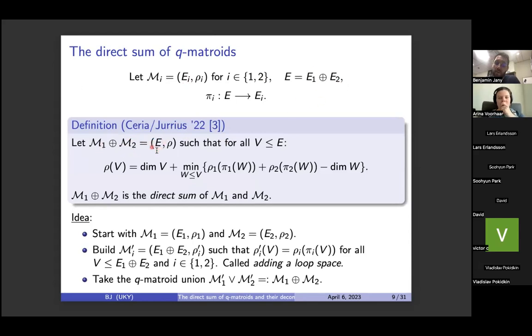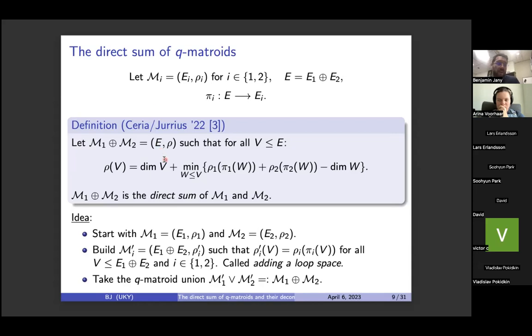And your direct sum, as expected, will have for ground space the sum of those original two spaces. Okay. And now the rank function that is defined for this q-matroid is the following, where the rank of a subspace V of E will just be the dimension of V plus the minimum of those terms over all subspaces of V. Okay, so those pi_i's here are really projections from E to each of those components. And so what we're doing is considering the rank of those projections into the starting q-matroids that we have, right?